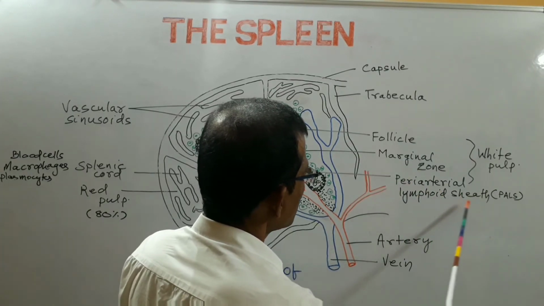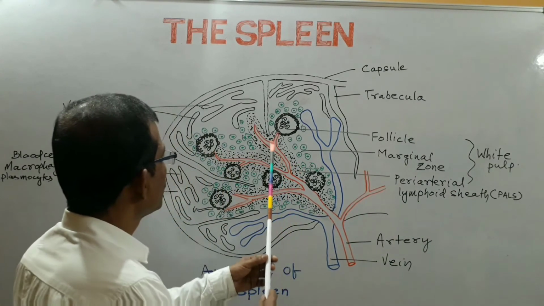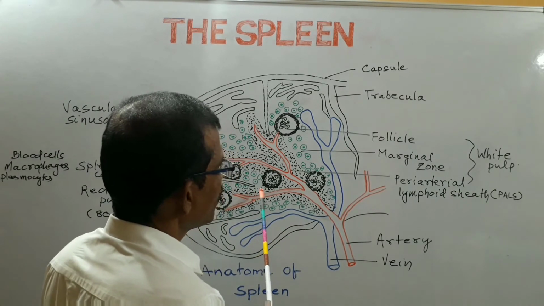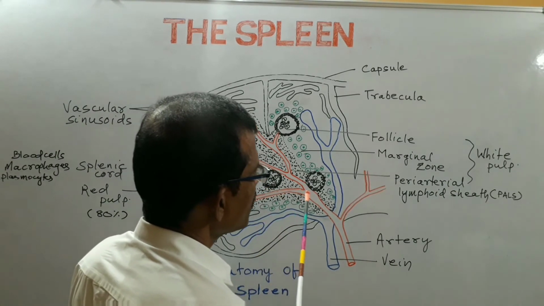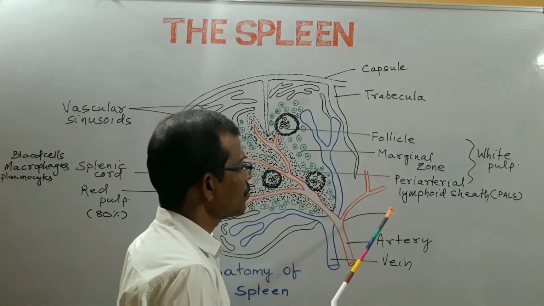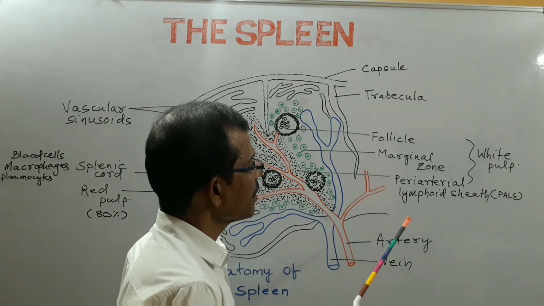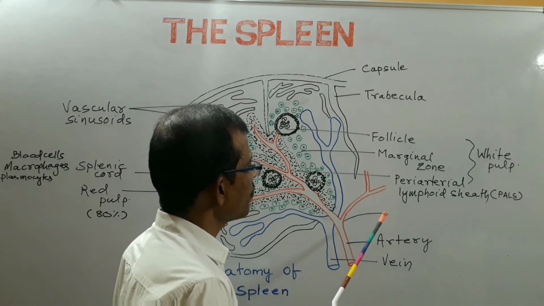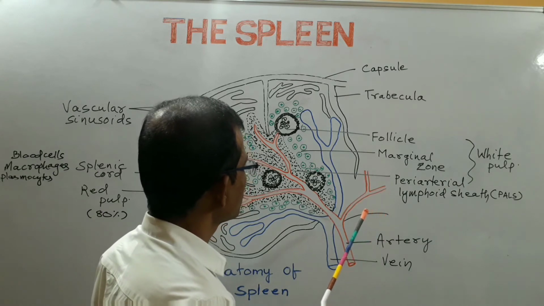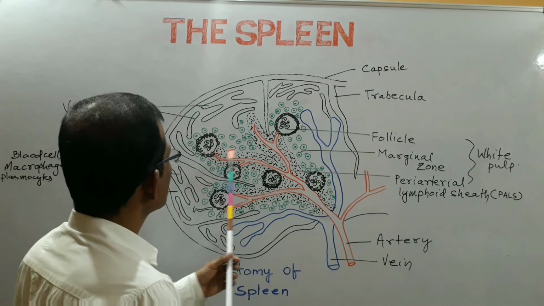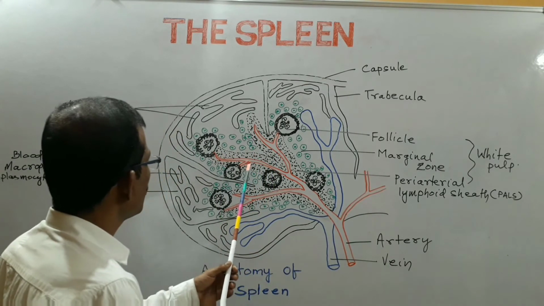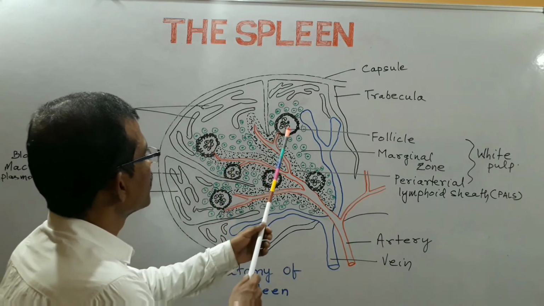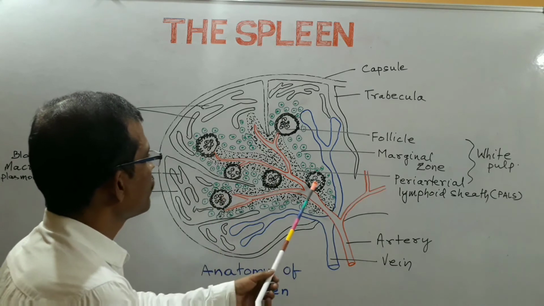The periarterial lymphoid sheath consists of a central artery which is surrounded by a sheath of lymphoid tissue. The lymphoid tissue is distinguished into two layers. The inner layer contains only T lymphocytes, whereas the outer layer contains both B lymphocytes and T lymphocytes. The branches of the central artery are surrounded by lymphoid follicles. These are the lymphoid follicles.